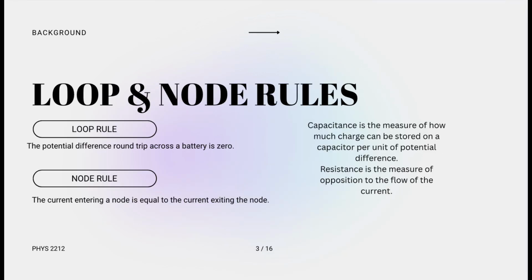The loop rule states that the potential difference round trip across a battery is zero. The node rule says that the current entering a node is equal to the current exiting the node. Capacitance is the measure of how much charge can be stored on a capacitor per unit of potential difference, and resistance is the measure of opposition to the flow of the current.